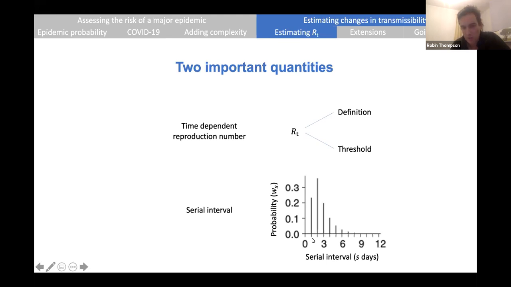So in other words, what this specific serial interval says is that if I contract a virus or a pathogen and I show symptoms, then the probability that someone I infect shows symptoms one day later is about 0.22. The probability that they show symptoms 2 days later is about 0.35. The probability that someone that I infect shows symptoms 3 days later is about 0.2, and so on. So they're the two important quantities to know about.